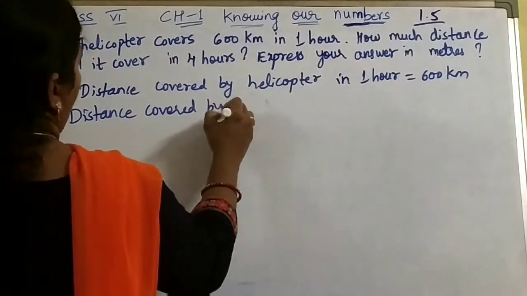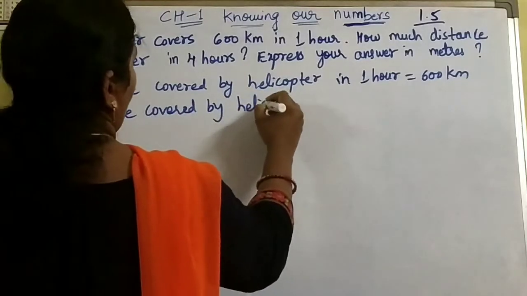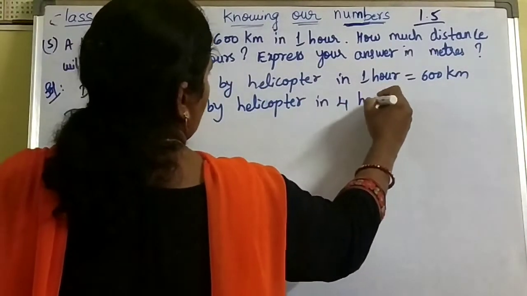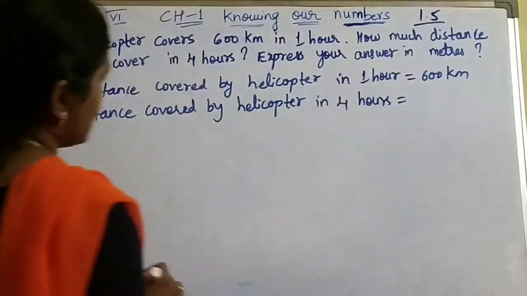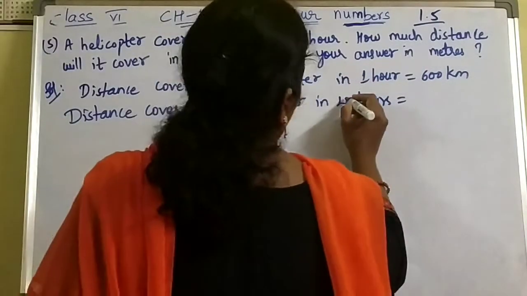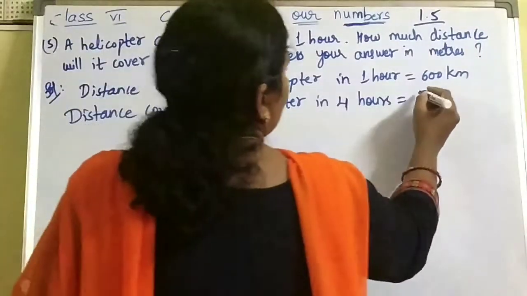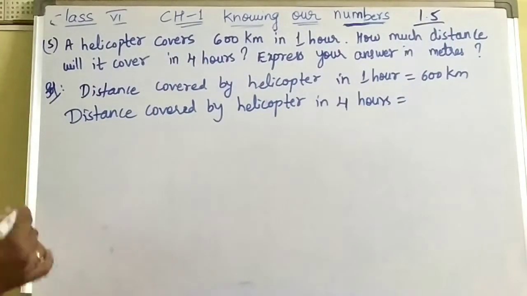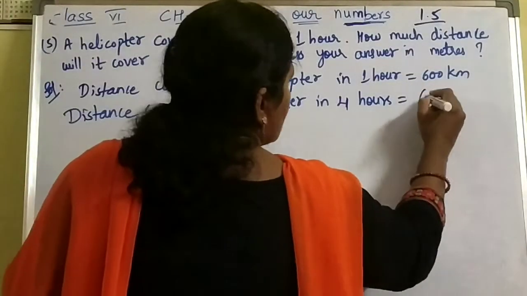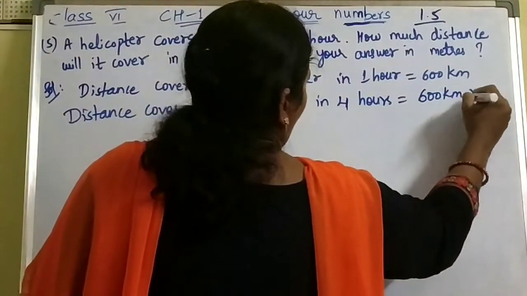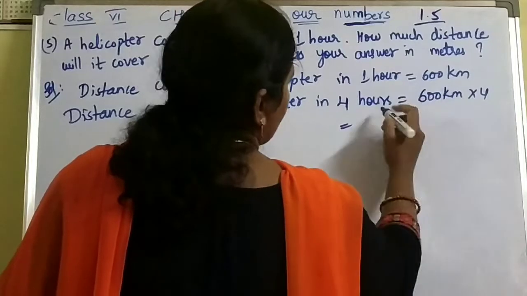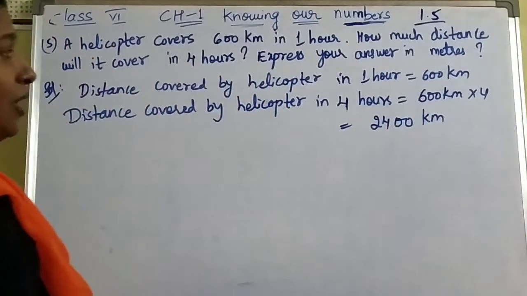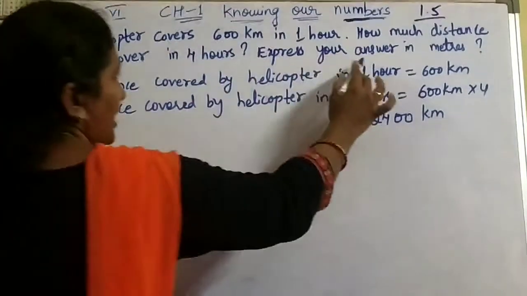Now, distance covered by helicopter in 4 hours. Here the value of 1 is given. We should find for 4 hours by multiplication, right? That is 600 plus 600 plus 600 plus 600. That is repeated addition. Repeated addition is nothing but multiplication. So 600 kilometers into 4. When you do multiplication, 6 4s are 24 and this 2 0. So you will get 2400 kilometers.